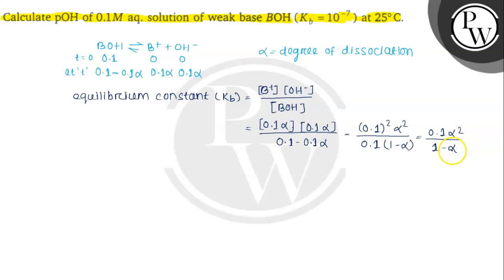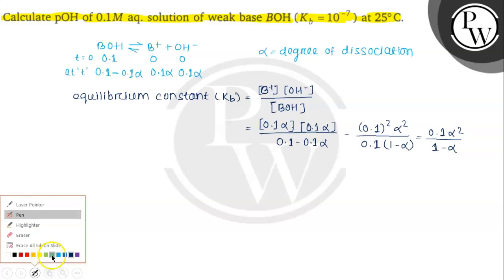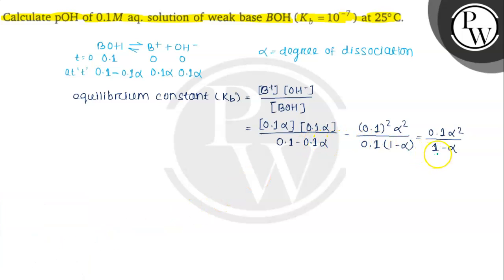As alpha is the degree of dissociation, it is very small. So the value of alpha is generally negligible as compared to 1. So we can write 1 minus alpha as 1. So it becomes 0.1 alpha squared divided by 1. And Kb is given. So we got Kb is equal to 0.1 alpha squared.